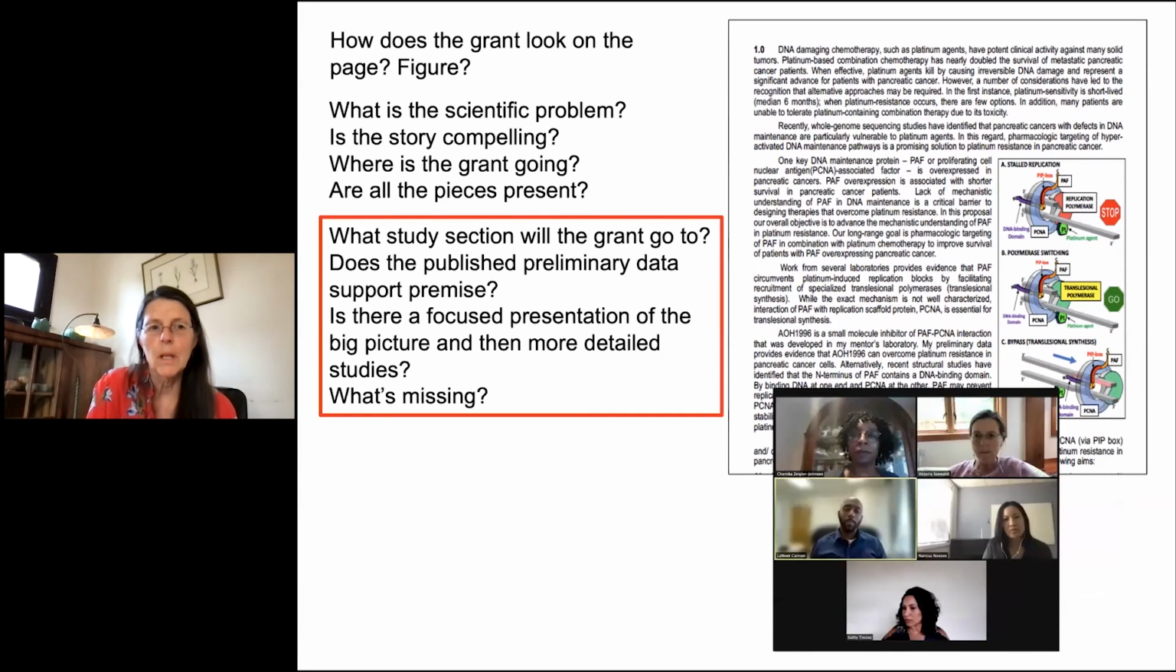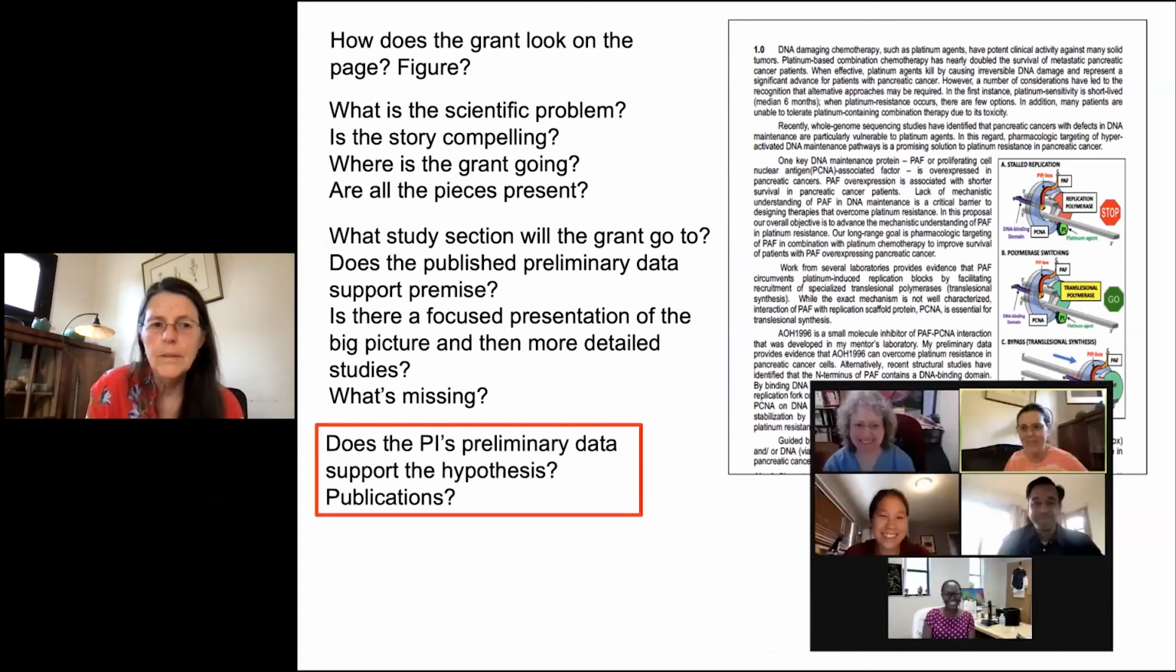Next thing is what study section. So that's the second paragraph here. You want to make sure that your published preliminary data that you're pulling up, and preliminary data can be what other people have published, just acknowledge it. Does it support the premise? We want to look at what's the big picture here. How is the idea set up and what might be missing? Then next, we want to look at, does the preliminary data provided by the PI support the hypothesis?